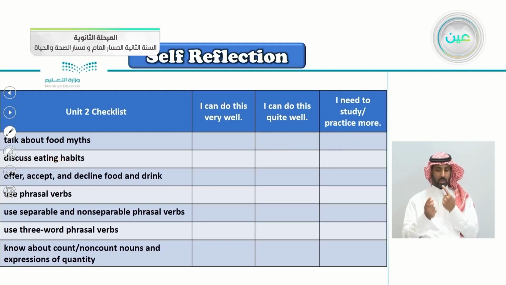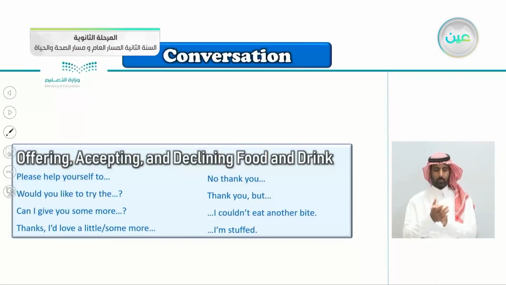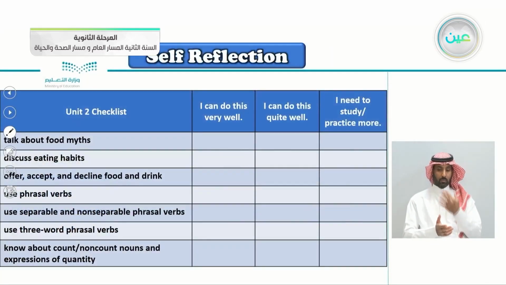Discuss eating habits. Offer, accept, and decline food and drink. If you want to offer food or accept food someone is offering, or decline food and drink: please help yourself. Would you like to try that? These are all offerings. Can I give you some more chocolate, for example? Thanks. I'd love a little, or I'd love some more. Here you are accepting. No, thank you. Here you are declining. Thank you, but I couldn't eat another bite. I'm stuffed. So is this easy or hard for you?